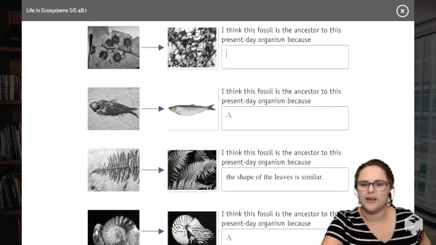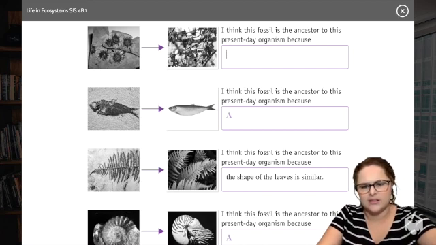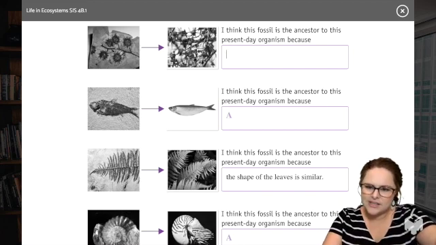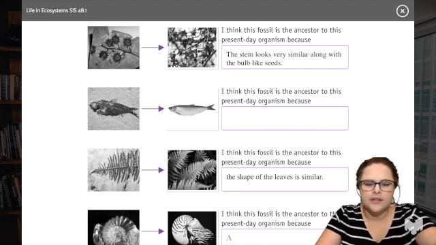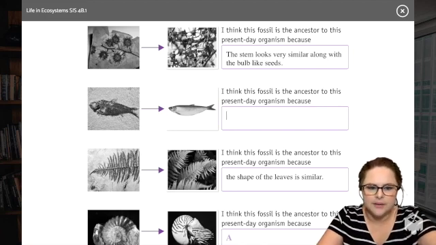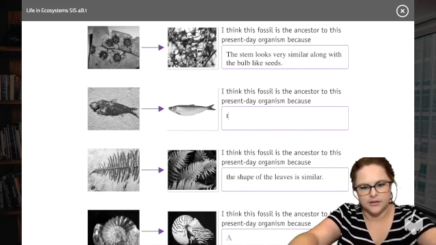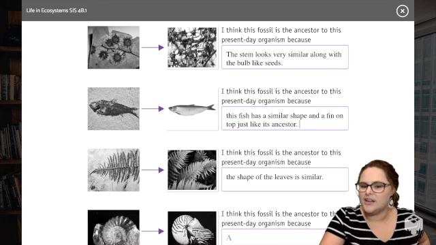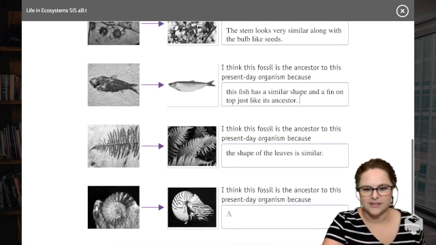So I'm thinking I'm going to go ahead and type in what I think of this one. I think this fossil is the ancestor to this present day organism because I also see this fish and I'm thinking that it has a similar shape. This fish has a similar shape and then a fin on top, just like its ancestor.